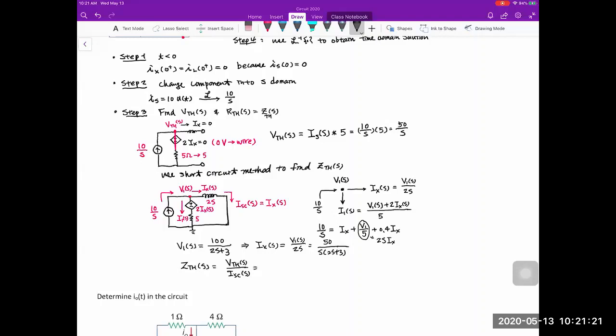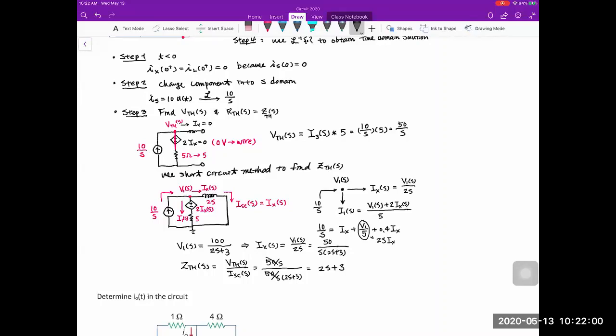And that VTH is 50 over S divided by 50 over S 2S plus 3. And you can cancel out this 50 over S, and it turns out the result of this one is 2S plus 3. So that is like your RTH, right? So that is your impedance in the S domain.